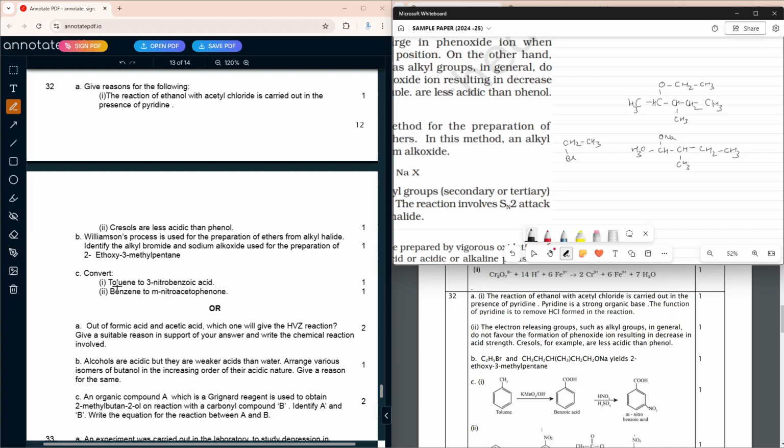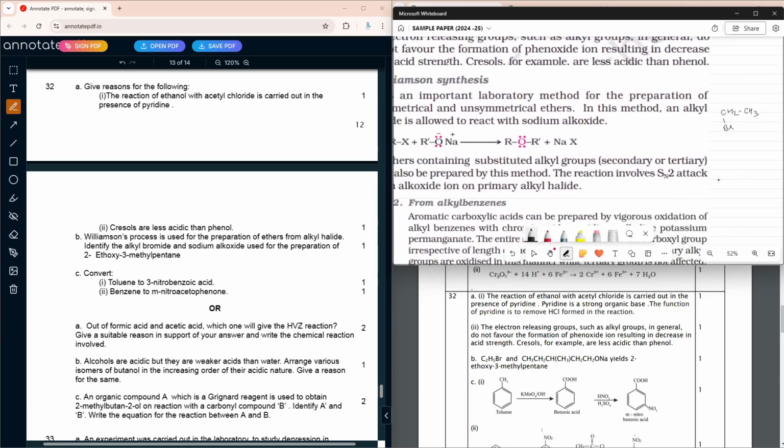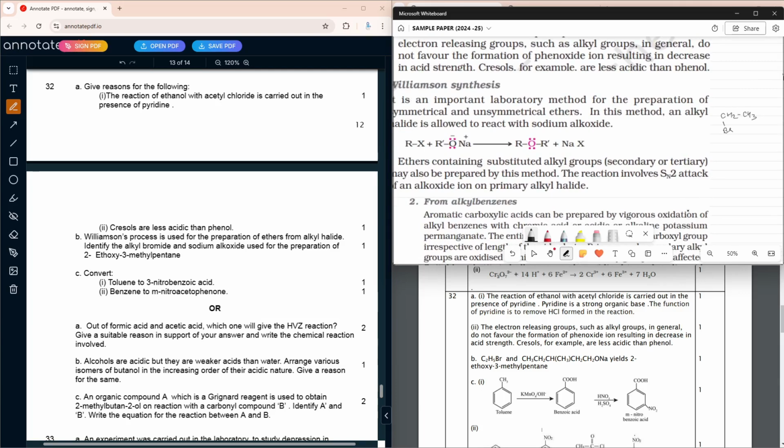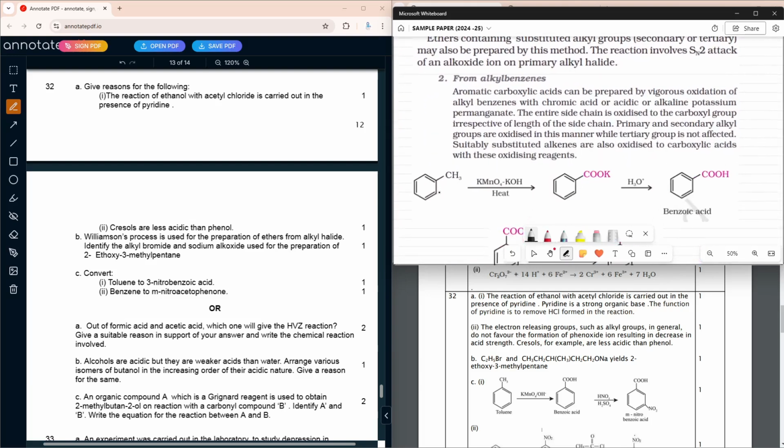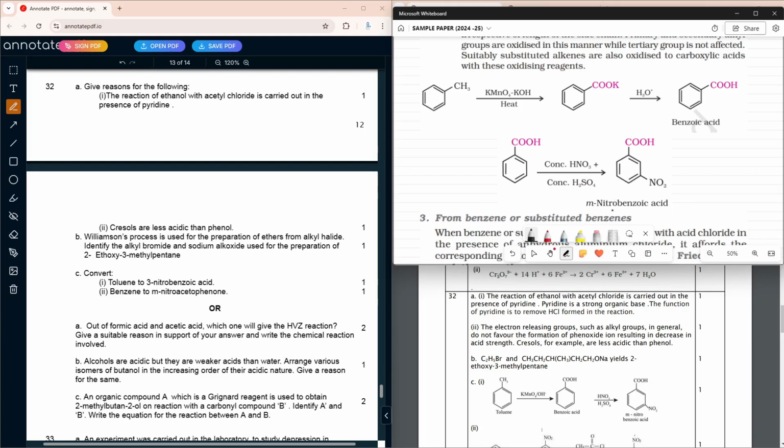The next question you have over here is we need to convert toluene to 3-nitrobenzoic acid. For us to do that, this is from the chapter aldehydes, ketones, and carboxylic acids. So first of all, we're going to form aromatic carboxylic acid from alkyl benzene. So toluene undergoes this particular reaction to give us benzoic acid, and then the benzoic acid that is formed undergoes a ring substitution reaction to give us meta-nitrobenzoic acid. So this is an example of a ring substitution reaction. And I also noticed that there was a question related to this in your textbooks.